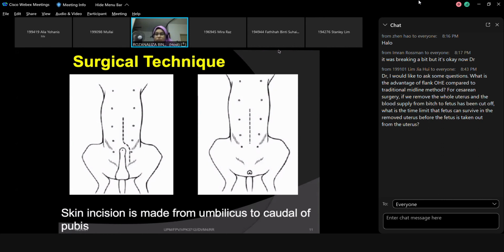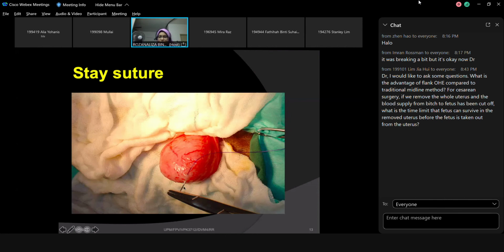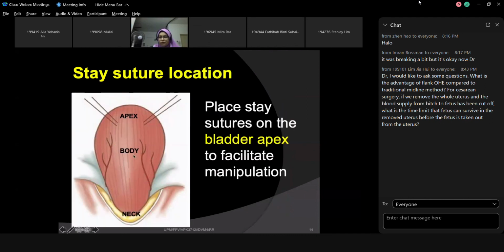Okay, so for surgical technique skin incision, we always know that for male, you have to do a deviation. For female, it's straightforward. Always put stay sutures and also isolate the bladder, because urine can be harmful. You want to make sure no urine actually drops into the abdominal cavity, so we really pack it with sterile gauze. Okay, so you can see. Place the suture at the apex.